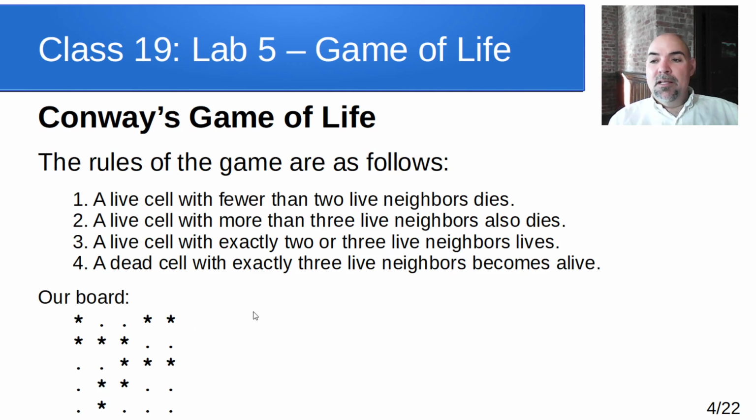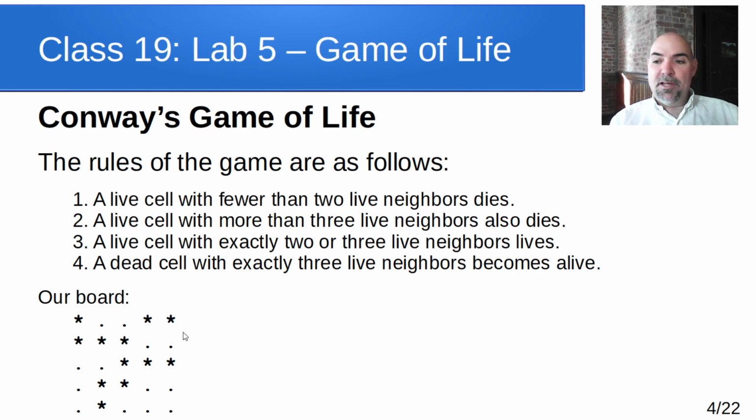Now, the rules, as a reminder, are listed here. So a live cell with fewer than 2 live neighbors dies. A live cell with more than 3 live neighbors also dies. A live cell with exactly 2 or 3 lives. A dead cell with exactly 3 springs to life.